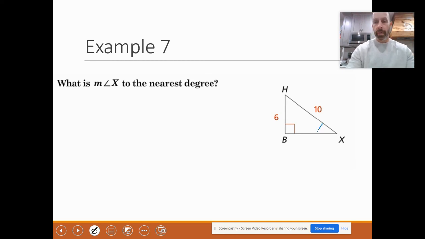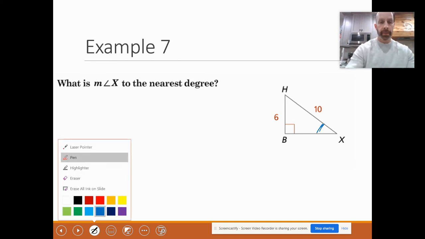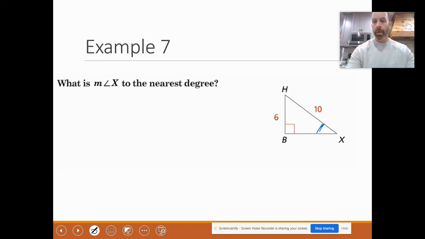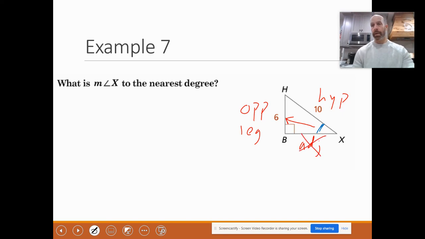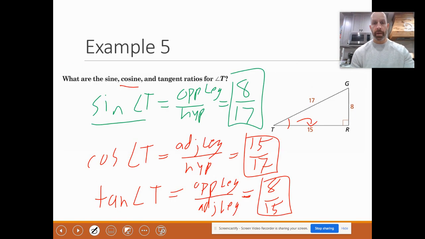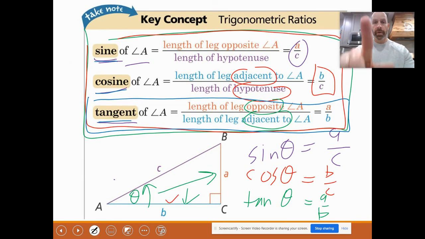We're trying to figure out what the measure of this angle here, x, is. Now notice that based on x, this is the opposite leg, and we know that this is the hypotenuse. Down here is the adjacent leg, but we don't know anything about the adjacent leg. We only know the opposite leg and the hypotenuse. So let's go back to here. Which of these is the opposite leg and the hypotenuse?